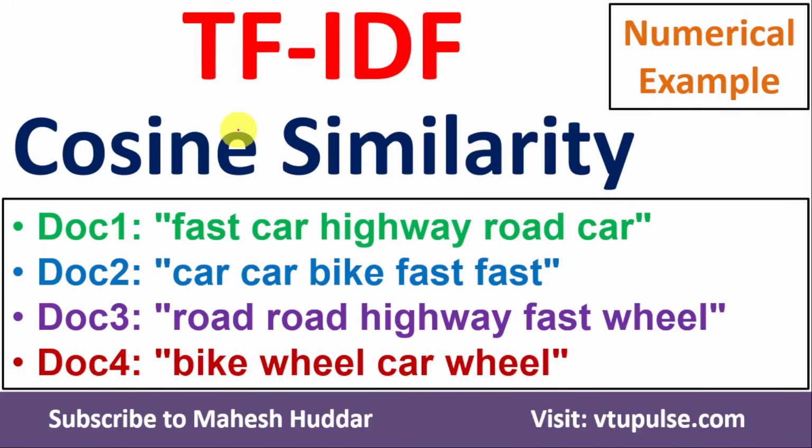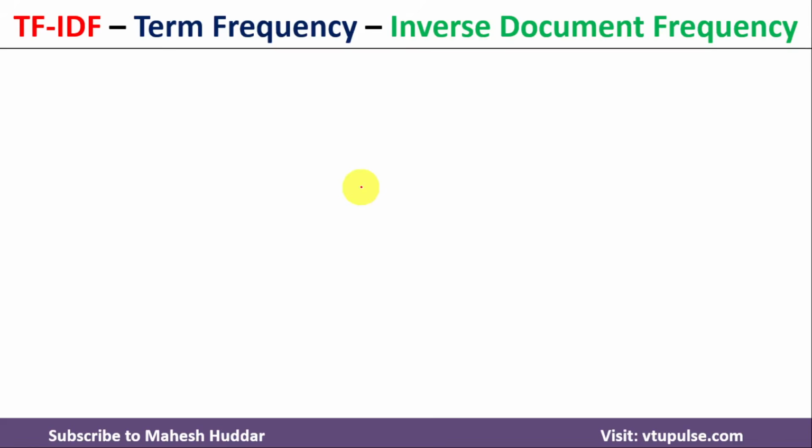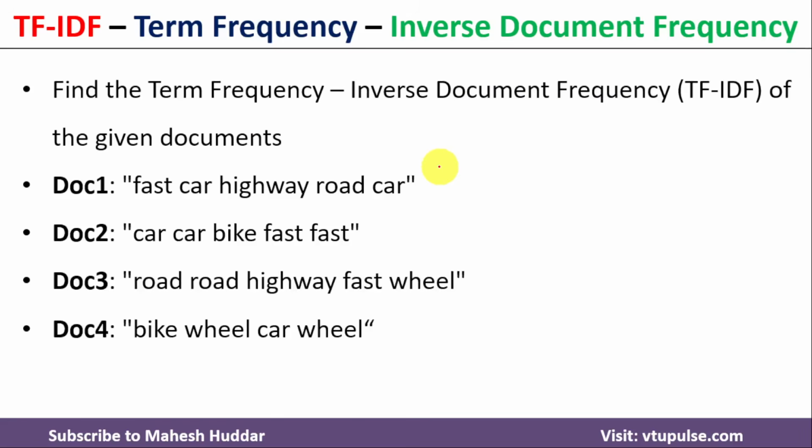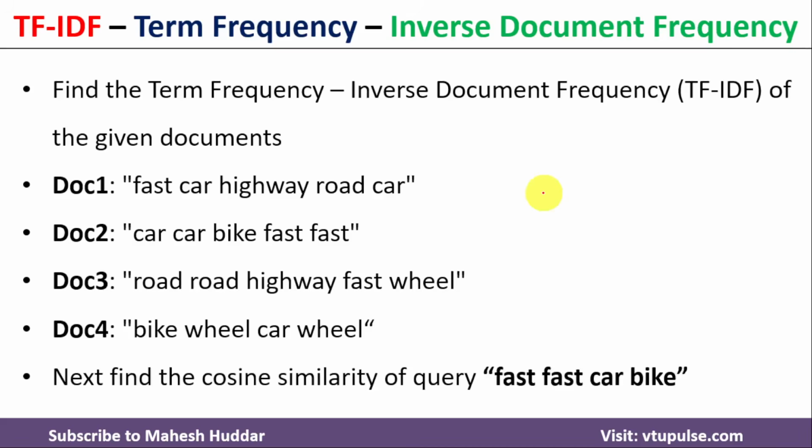Welcome back. In this video, I will discuss how to find TF-IDF for the given documents and how to find the cosine similarity for the query. Here we need to find the term frequency and inverse document frequency of the given documents. So these are the given documents. Once you find the term frequency and inverse document frequency, next we need to find the cosine similarity of the query fast car bike.